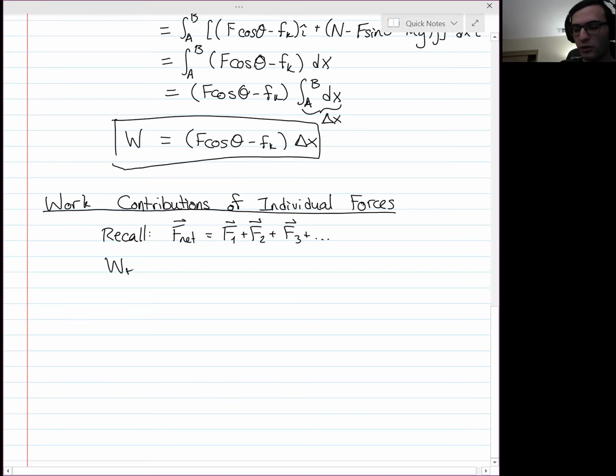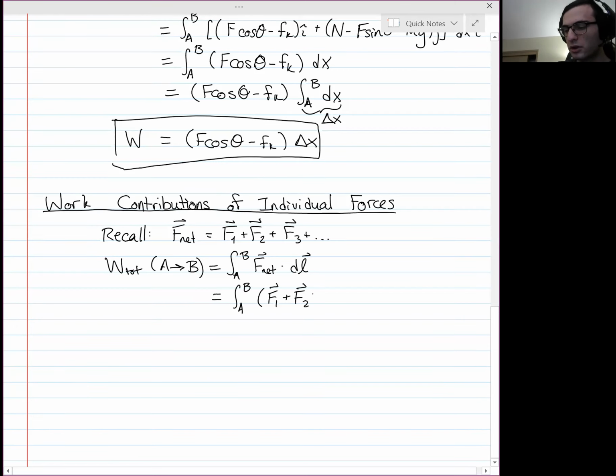The total work from A to B, this is just the definition, is the integral from A to B of F net dot dl. But we can rewrite that using what we know about F net. That's just a sum, F1 plus F2, and so on, dot dl.